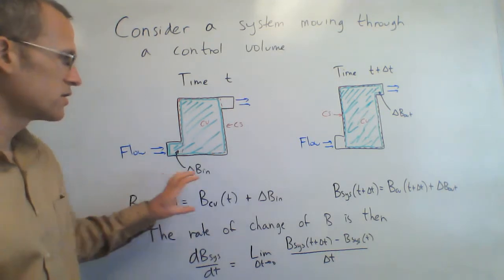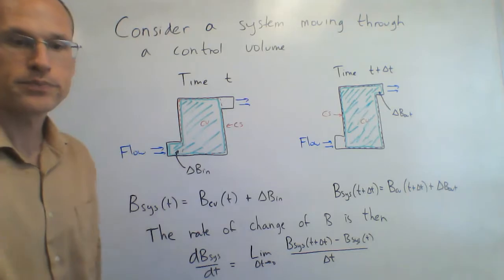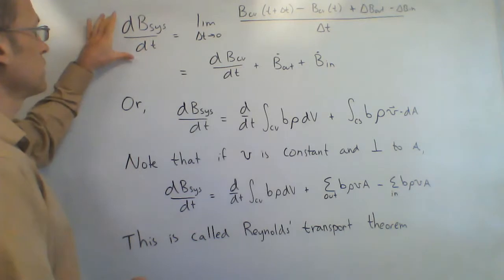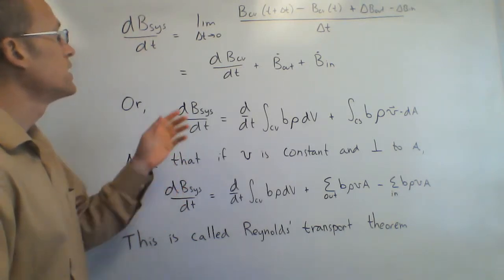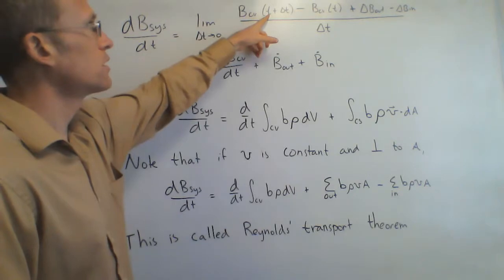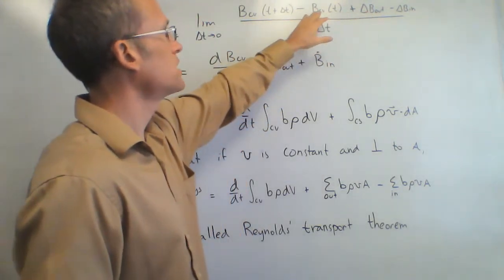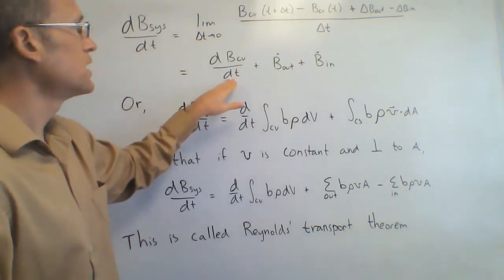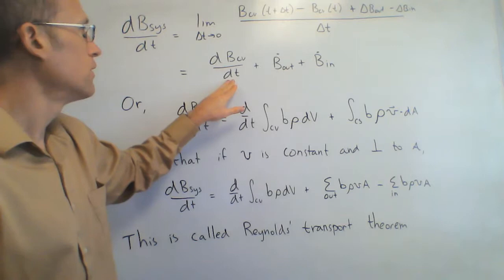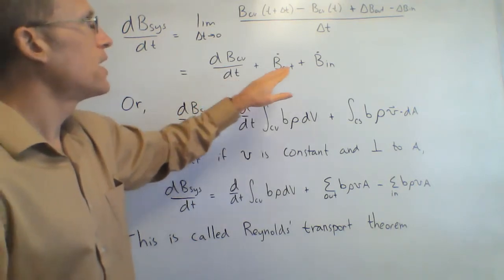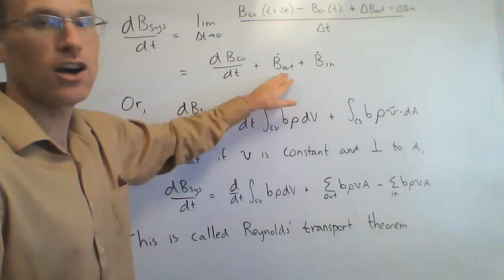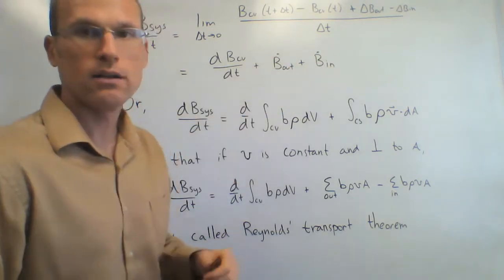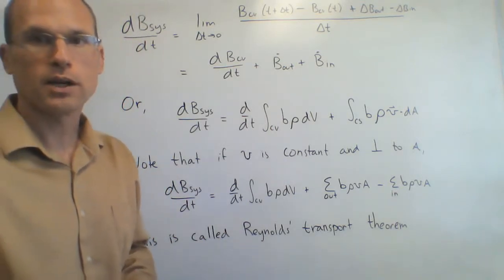So using these two in there, we get the derivative of B with respect to time, the limit as delta t goes to 0. I have B CV at t plus delta t plus B out, then minus B CV at t minus delta B in. Rearrange them. So these first two terms are simply the definition of the derivative of the B in my control volume. And then B out over delta t, I'm going to call that B dot out. So basically just the time derivative, how much stuff is going out. Same thing for B dot in, how much B is coming in per unit of time.